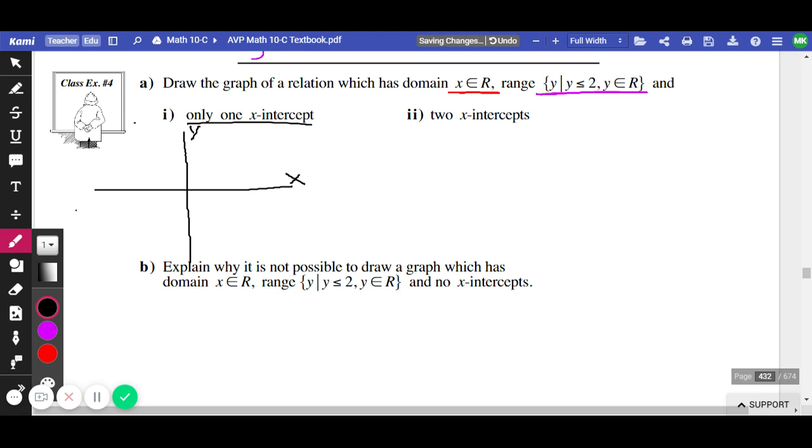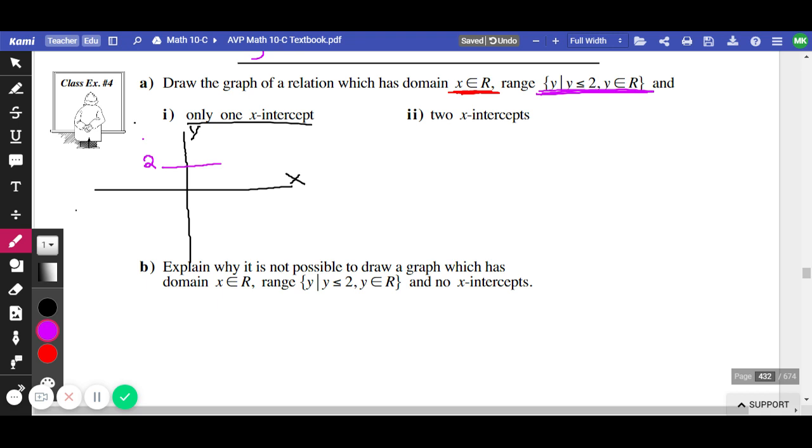I need to build a graph that goes forever to the left and forever to the right. That's what x being an element of the reals means. That graph also must follow my range rule. My range rule is that y must be less than or equal to 2. I'm going to make a little marker at 2. Let's pretend that's 2. So my graph has to go forever to the left, forever to the right, and be below that point. That's what the domain and range told me.